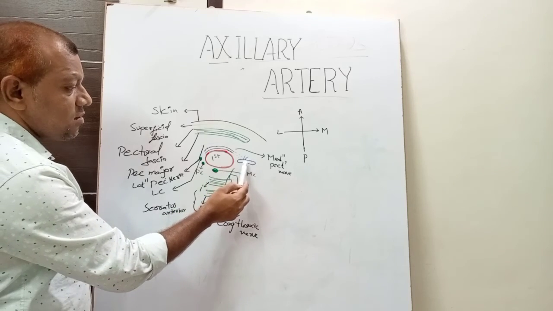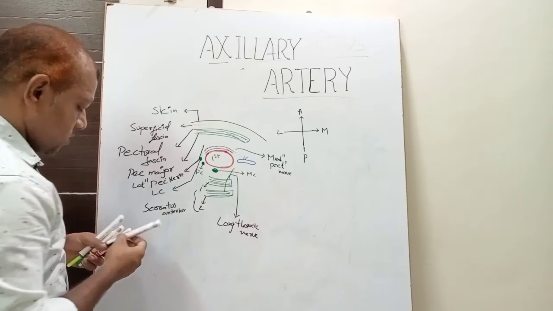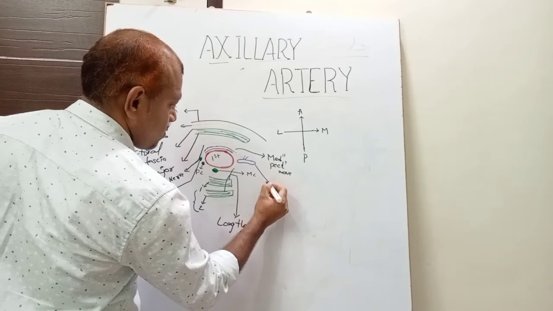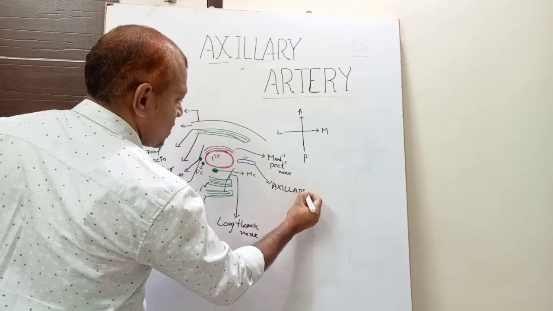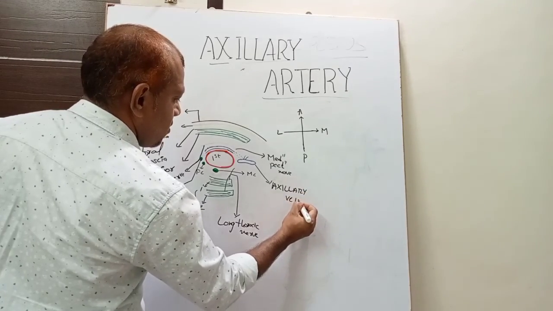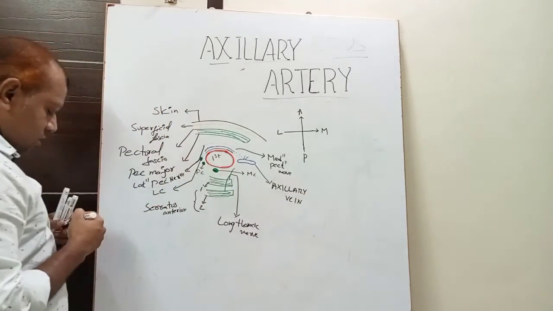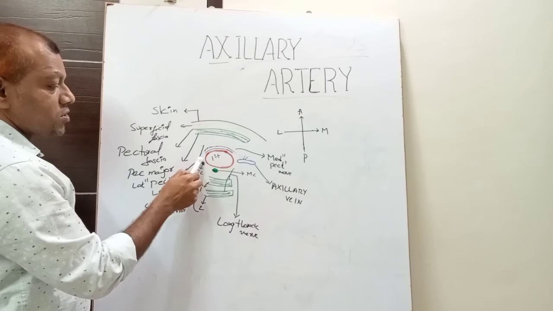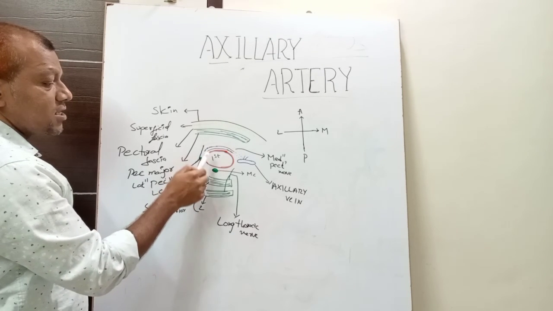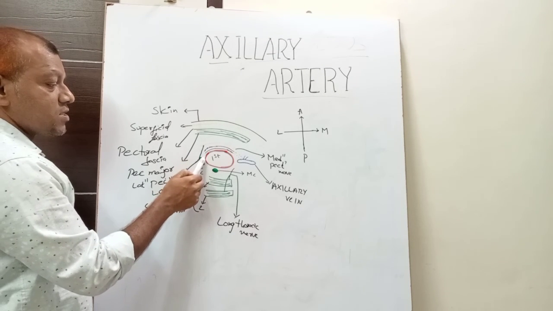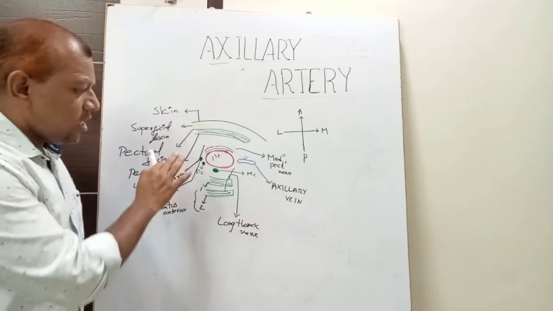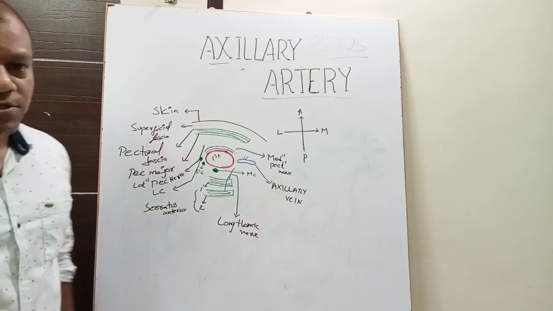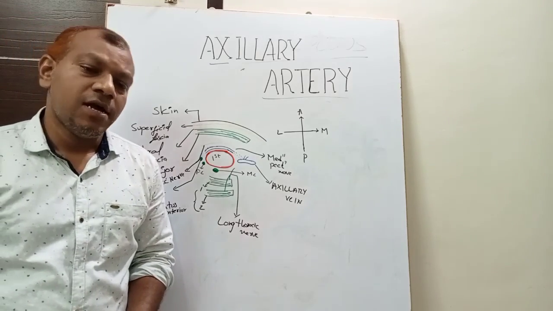And medial relations are axillary vein. So this is the axillary vein. And lateral to the first part, posterior cord and lateral cord. These two cords of brachial plexus which are present lateral to the first part of axillary artery. So that is about the first part relations. And now let us move to the second part relations.